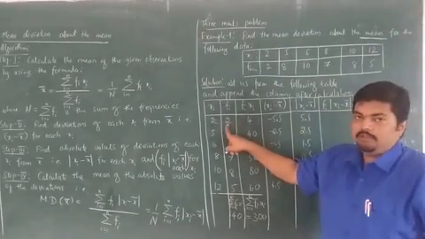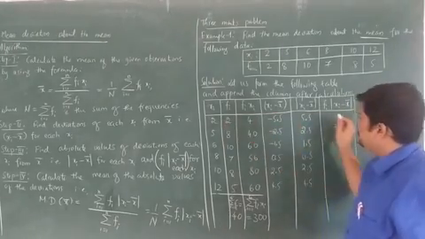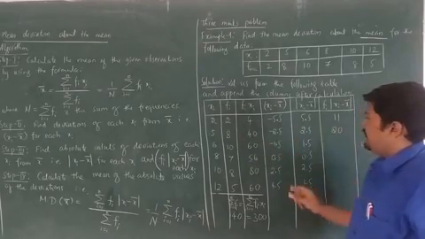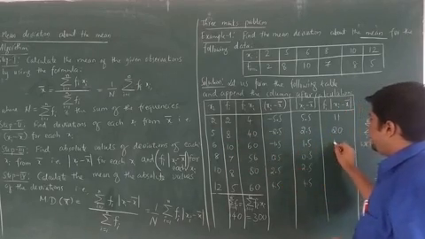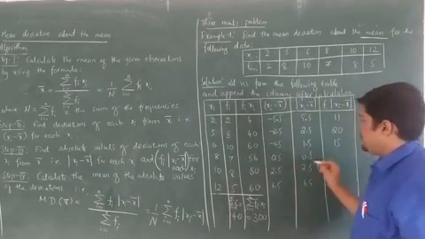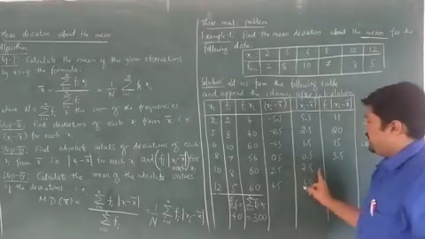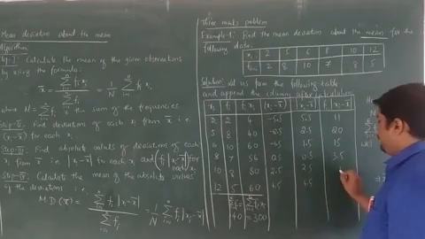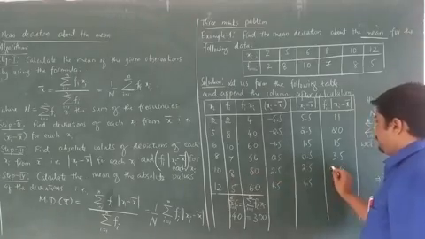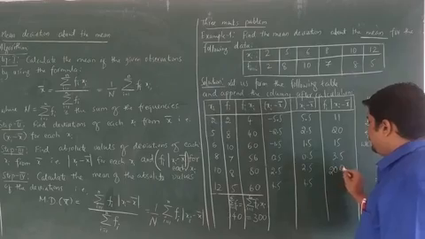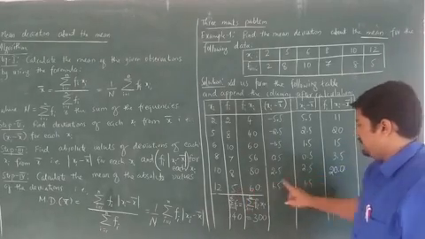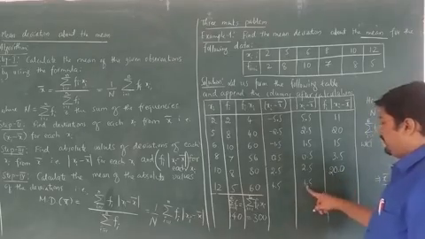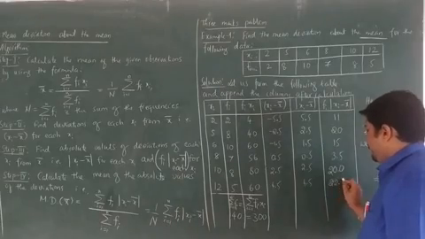5.5 multiplied with 2, that is 11. 1.5 into 10, that is 15. 0.5 into 7, that is 3.5. 2.5 into 8, that is 20. Isn't it? Now the last one, 4.5 into 5, that is 22.5.